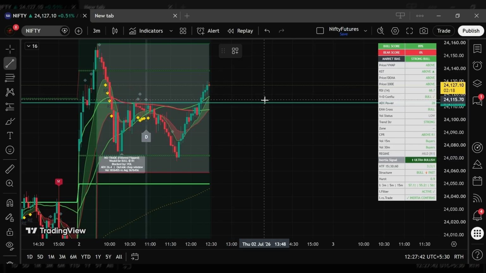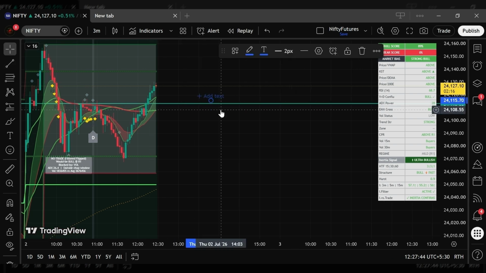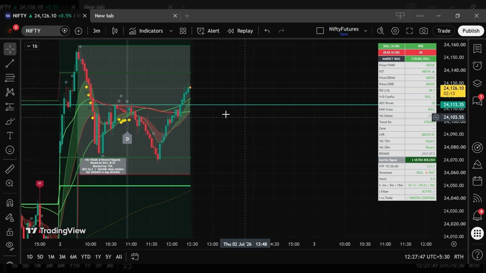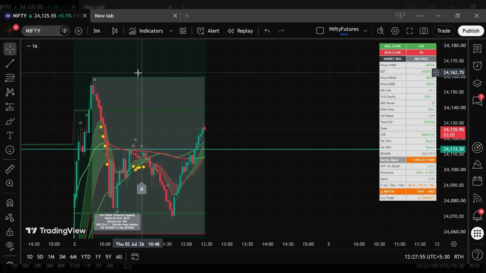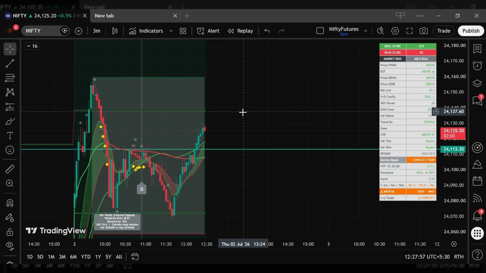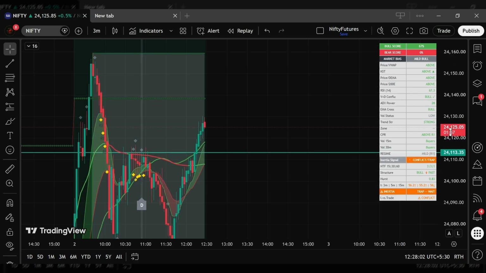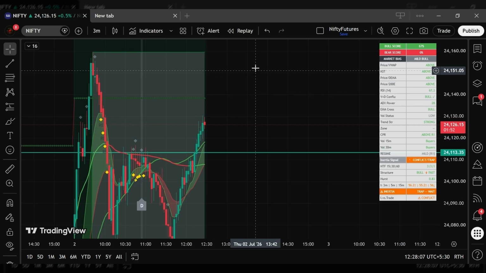There was some level of breakdown from here, right? So I've taken a trade at this level. This is the breakout level and I've taken a trade. So today's opening range high is here, and I think there is a slight resistance at this level. So the first sell would be coming at this level, followed by somewhere around this level.